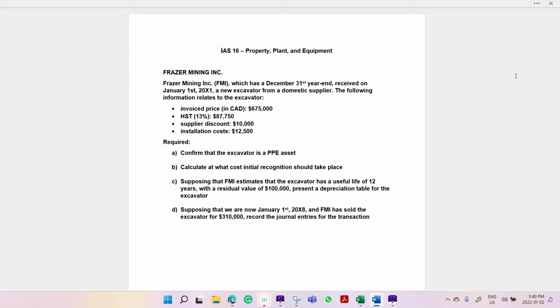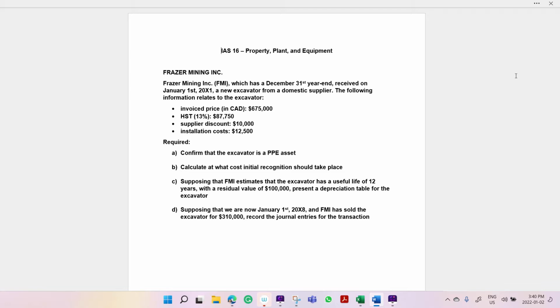The following information relates to the excavator. So first we have the invoiced price, which is 675,000 in Canadian dollars. We have an HST here of 13%. So most likely FMI is located in Ontario.